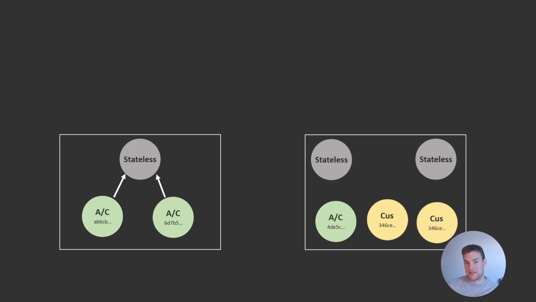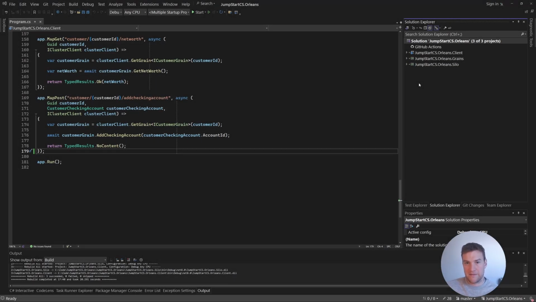In our application, we're going to use a stateless worker grain to coordinate transfers between one account and another. So now we're back in Visual Studio, and let's make a couple of changes to add a stateless worker grain to our silo. This stateless worker grain is just going to run a transaction that debits one account and credits another account.